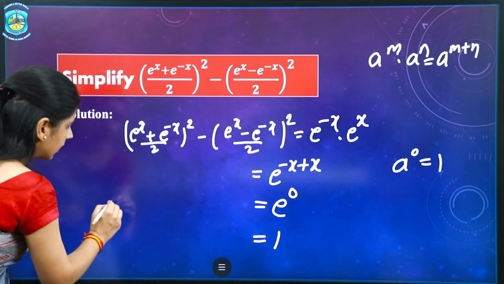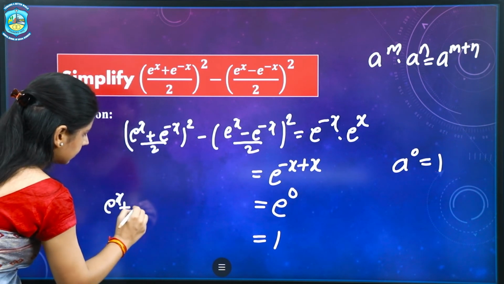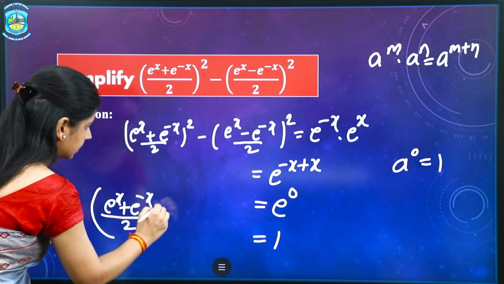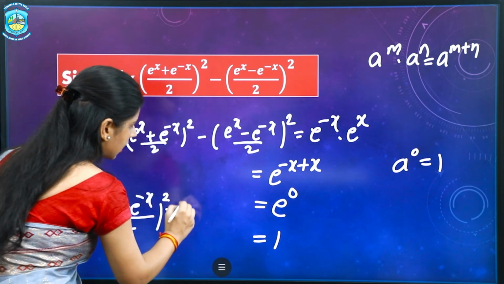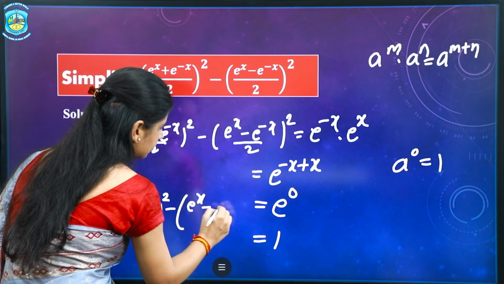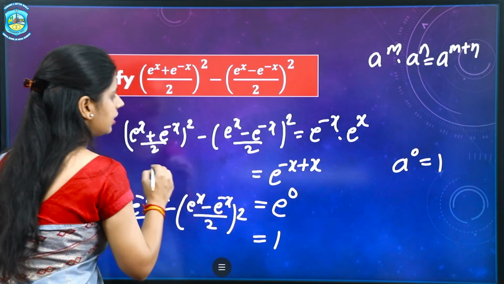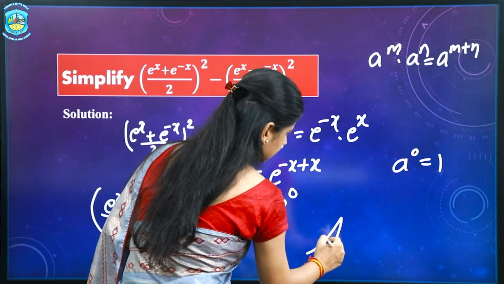That is, the value of the expression ((e^x + e^(-x))/2)^2 minus ((e^x - e^(-x))/2)^2 is 1. That's our answer.